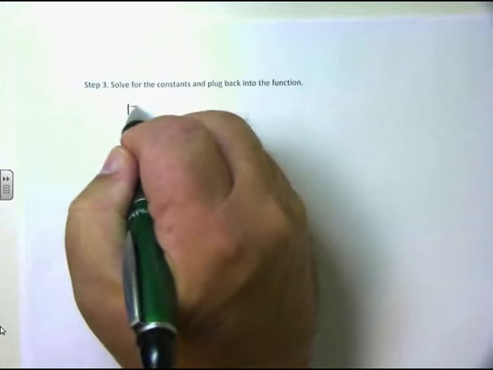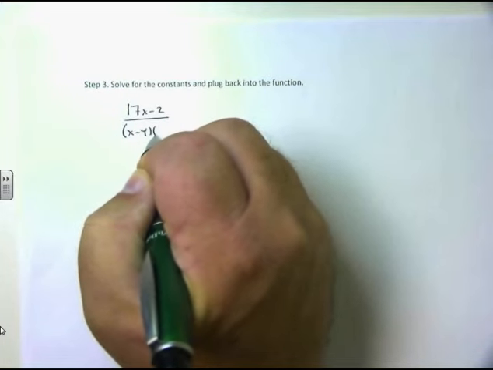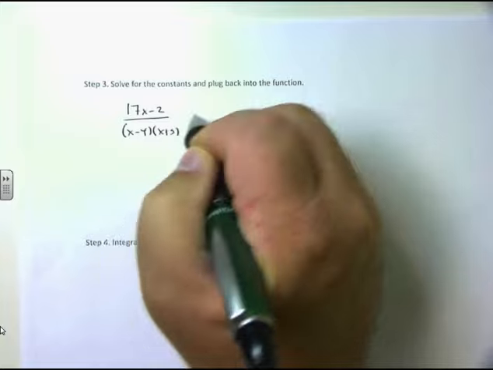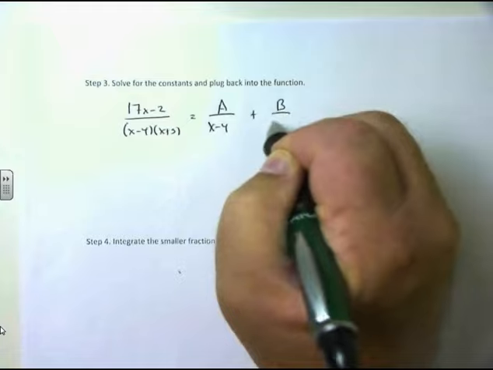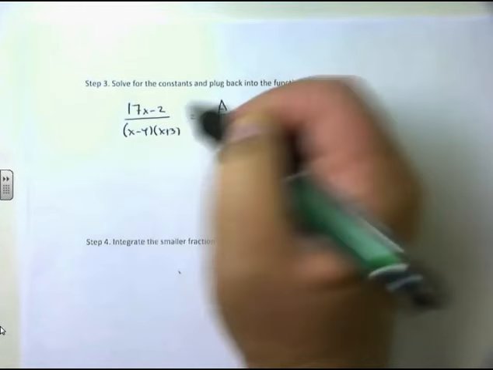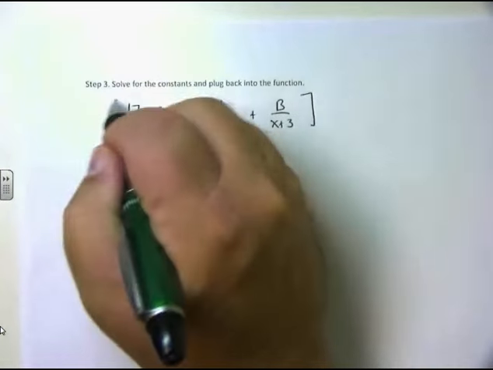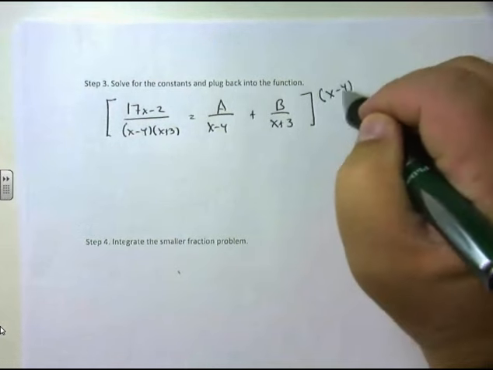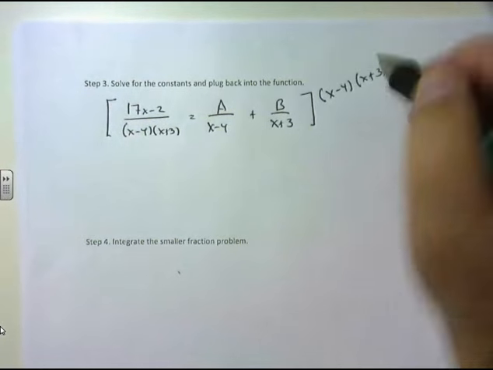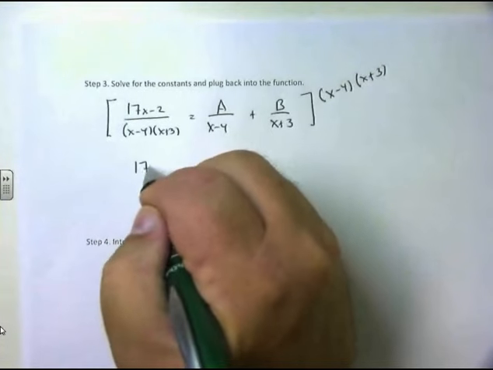All right, so I had (17x - 2)/((x - 4)(x + 3)) equal to A/(x - 4) + B/(x + 3). Now, to solve for A and B, the first thing I'm going to do is eliminate my fractions by multiplying by the common denominator, (x - 4)(x + 3). So every term is going to be multiplied by this. This will give me 17x - 2 equals, because it cancels there.